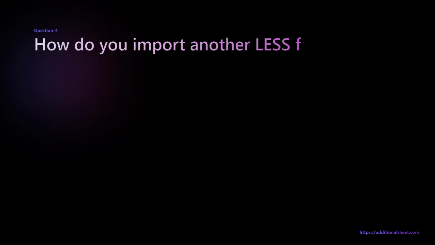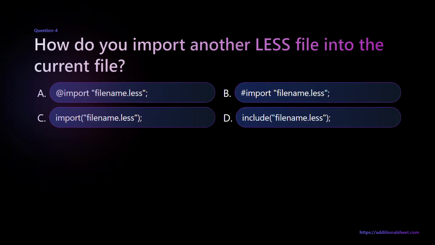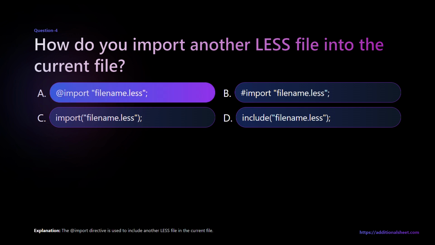How do you import another LESS file into the current file? Option A, @import "filename.less". Option B, #import "filename.less". Option C, import "filename.less". Option D, include "filename.less". The correct answer is option A, @import "filename.less".